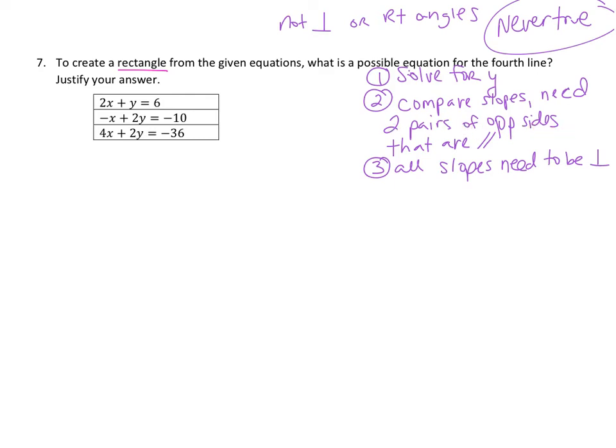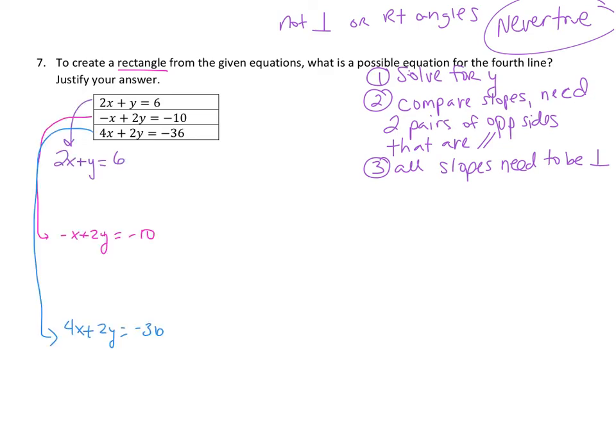So if we already have 2, then we need to make another one that will pair up with the missing one. And all the slopes need to be perpendicular to each other. So if we check our slopes, they should multiply to equal -1. So on this first one, to solve for y, we would subtract our 2x over, so we would get -2x plus 6. Our slope then would be -2/1. For our pink one, or the second line, we would add the x to the other side, so we'd have a positive x minus 10, divide everything by 2, so we would get a positive 1/2 x minus 5, so our slope in this one would be a positive 1/2.